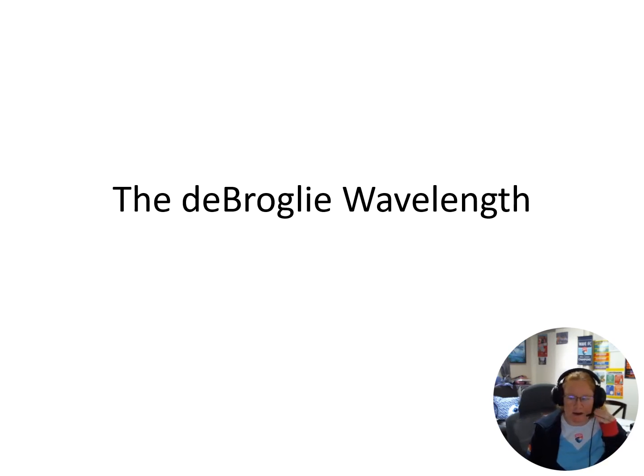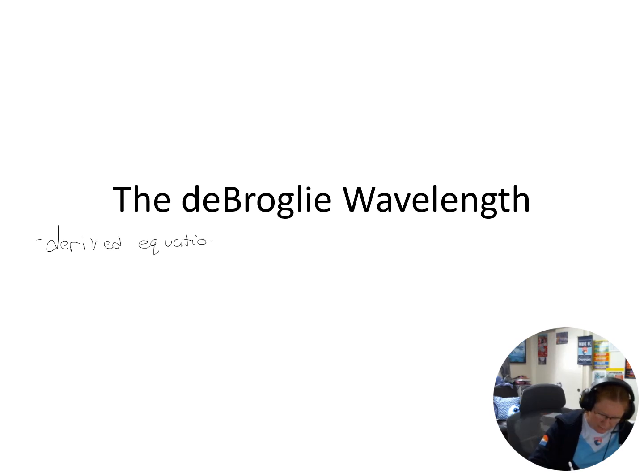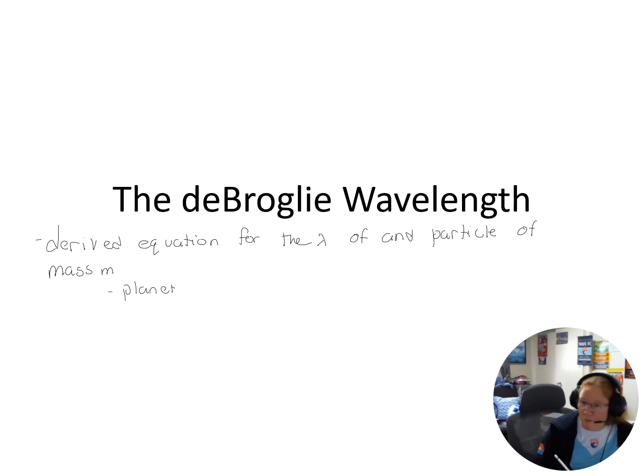The de Broglie wavelength arose from the concept that electrons have wave-like behavior, just like electromagnetic radiation has particle-like behavior. Okay, and so basically this de Broglie wavelength, this is a derived equation for the wavelength of any particle of mass m. For example, a planet. So we can get the wavelength of a planet, a baseball, or one of those electrons.